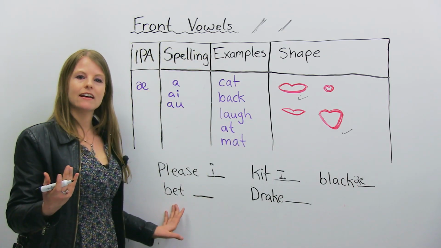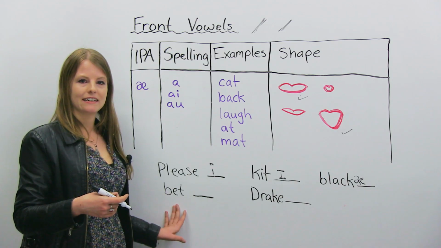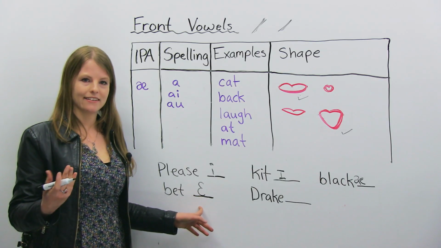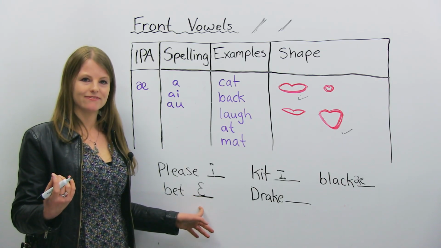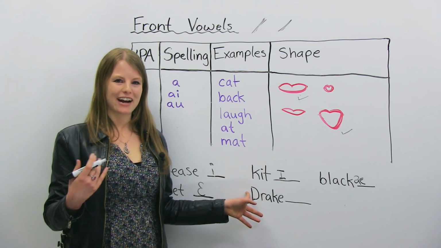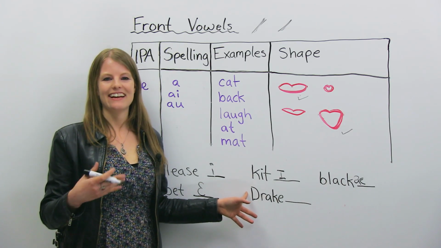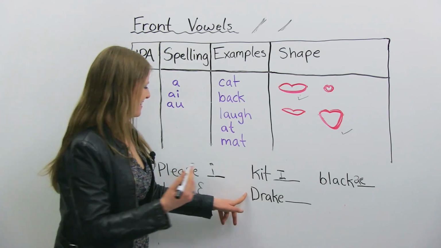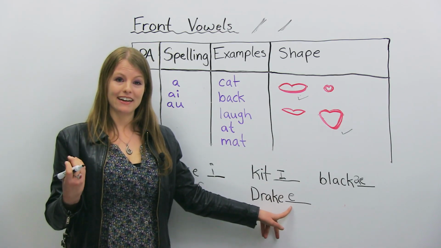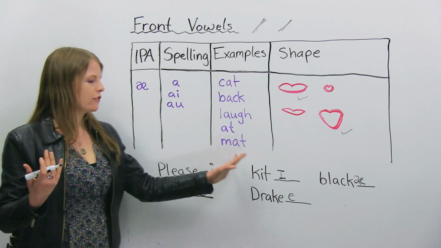Okay, now we have our next sound. Bet, bet, bet. Okay, so this sound is our eh sound. Bet, met. Okay. Finally, Drake, Drake. What sound is the A sound, as in Drake? If you said this symbol, A, you're correct. We say Drake, A. So these are great words to practice side by side.